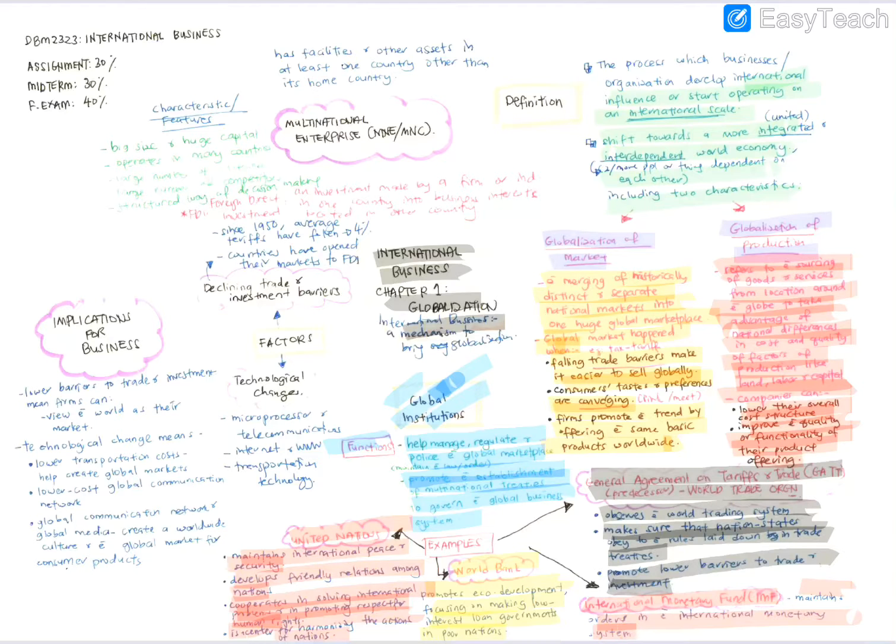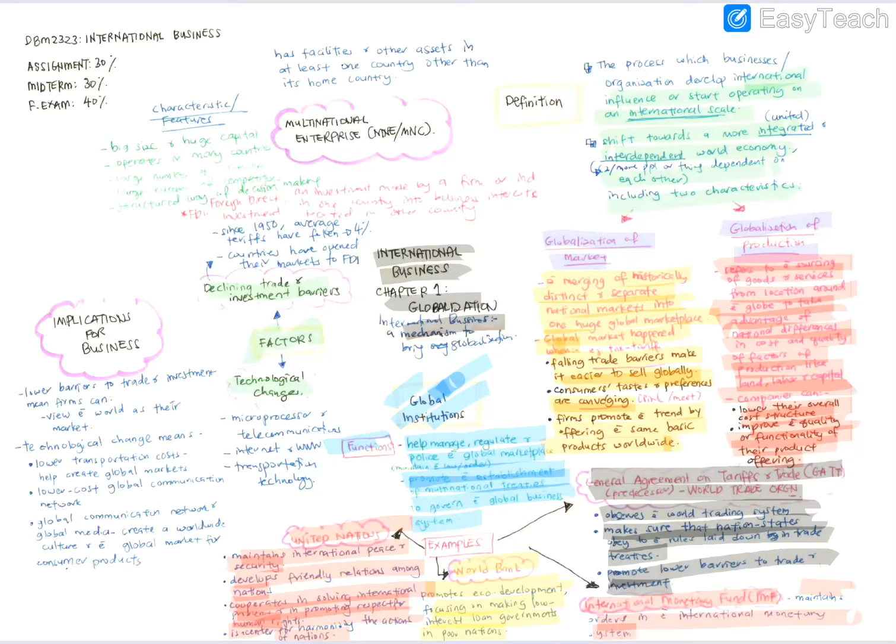Okay, now we proceed to the factors. What are the factors that lead to globalization? First, we have declining trade and investment barriers, and second, we have technology barriers. Okay, this one and this one.